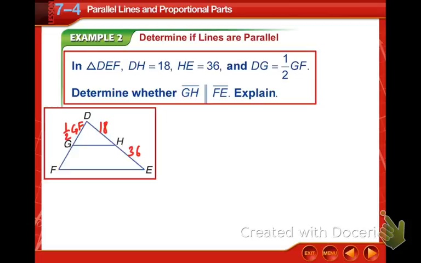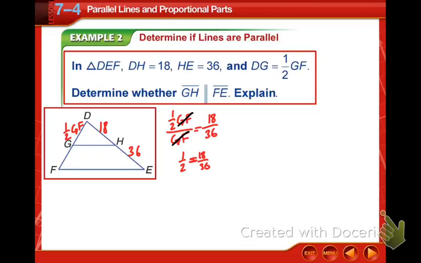So let's set up our proportion. 1/2 of GF over GF is equal to 18 over 36. This has to be true in order to make these things be parallel. So first off, we can simplify. We have GF on top and bottom on the left, so we can cancel those out. And then we're left with 1/2 equal to 18 over 36.